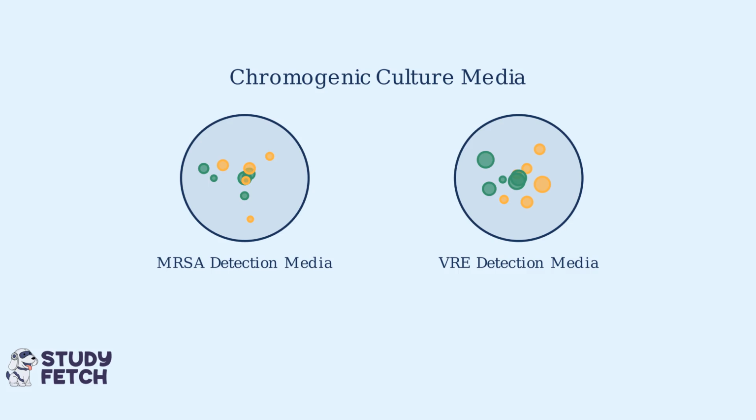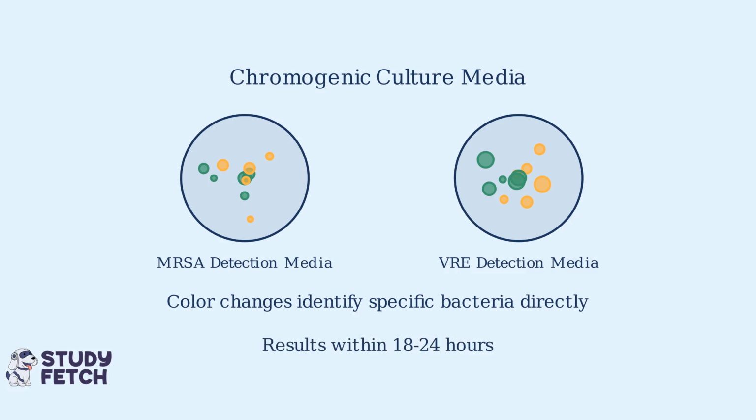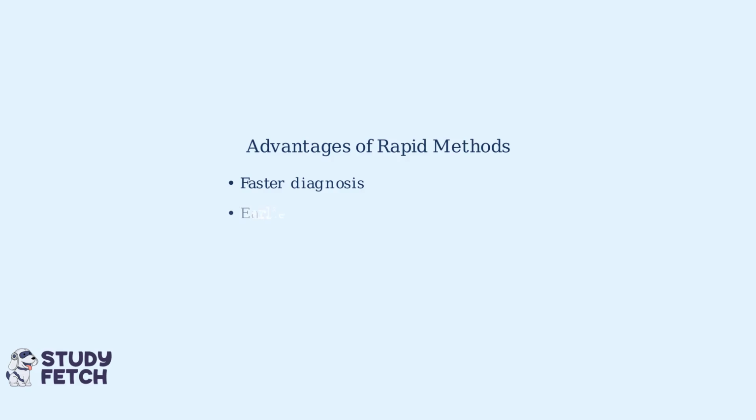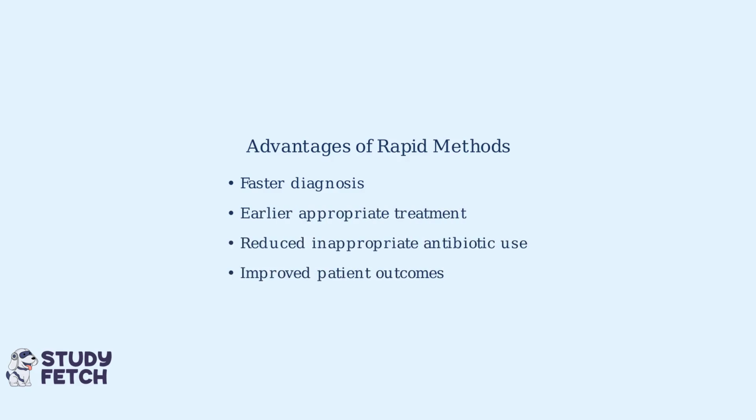Another important innovation is chromogenic culture media, which facilitates direct detection of multi-drug resistant organisms. These special media contain chromogenic substrates that produce visible color changes when specific enzymes from target bacteria are present. Results from chromogenic media are typically available within 18 to 24 hours, still faster than traditional methods. The key advantages of these rapid methods include faster diagnosis, earlier appropriate treatment, reduced inappropriate antibiotic use, and improved patient outcomes. Together, these advanced laboratory methods are powerful tools in the fight against antimicrobial resistance.